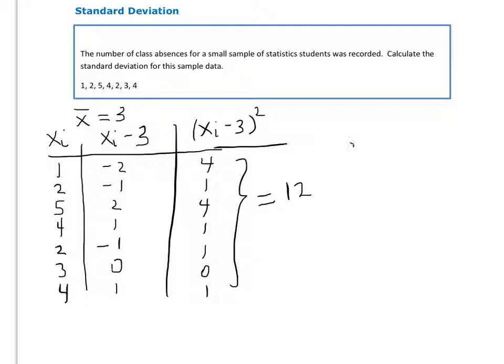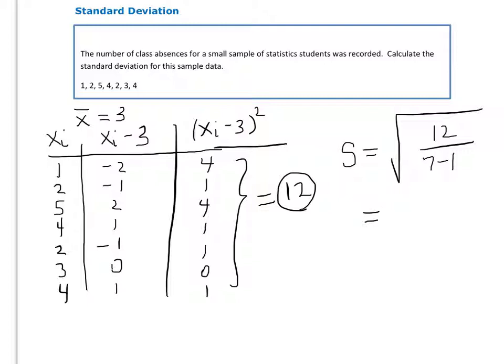Okay, standard deviation for the sample is denoted with an S, and it's computed by taking the square root of this sum divided by the number of measurements minus 1. Okay, so if you compute that, the number comes out to be 1.41 rounded to 2 decimal places. Okay, so this is your answer.